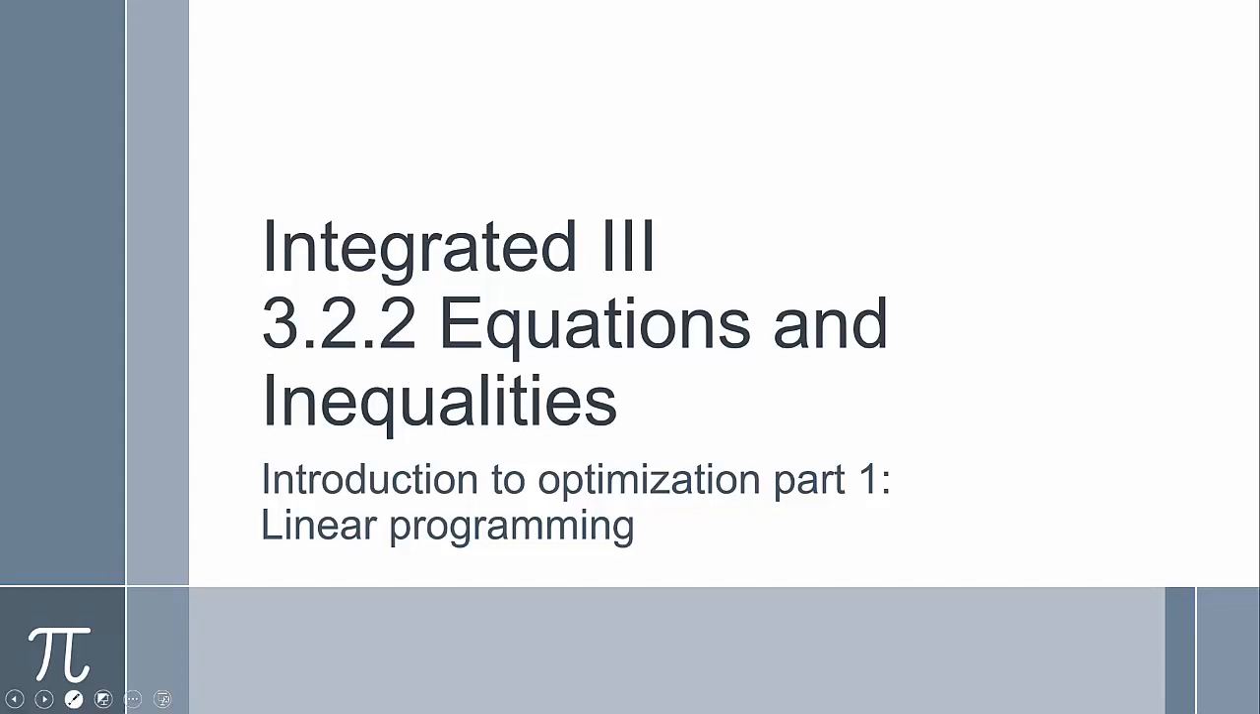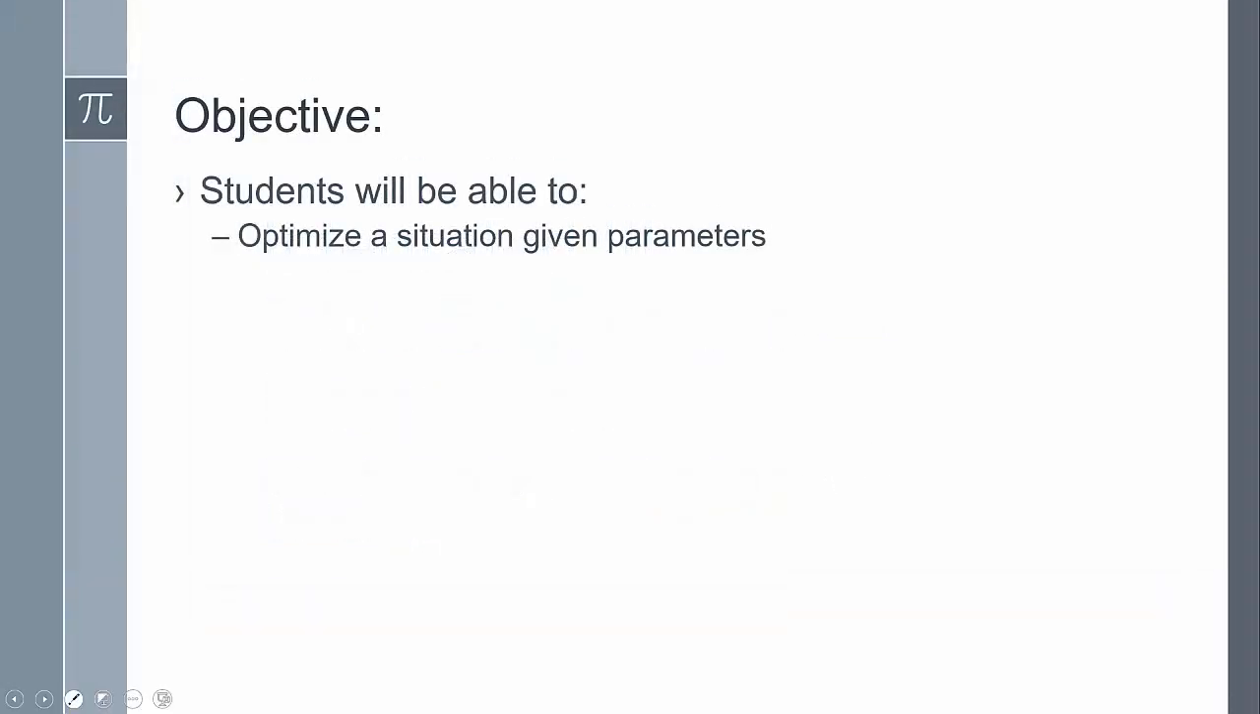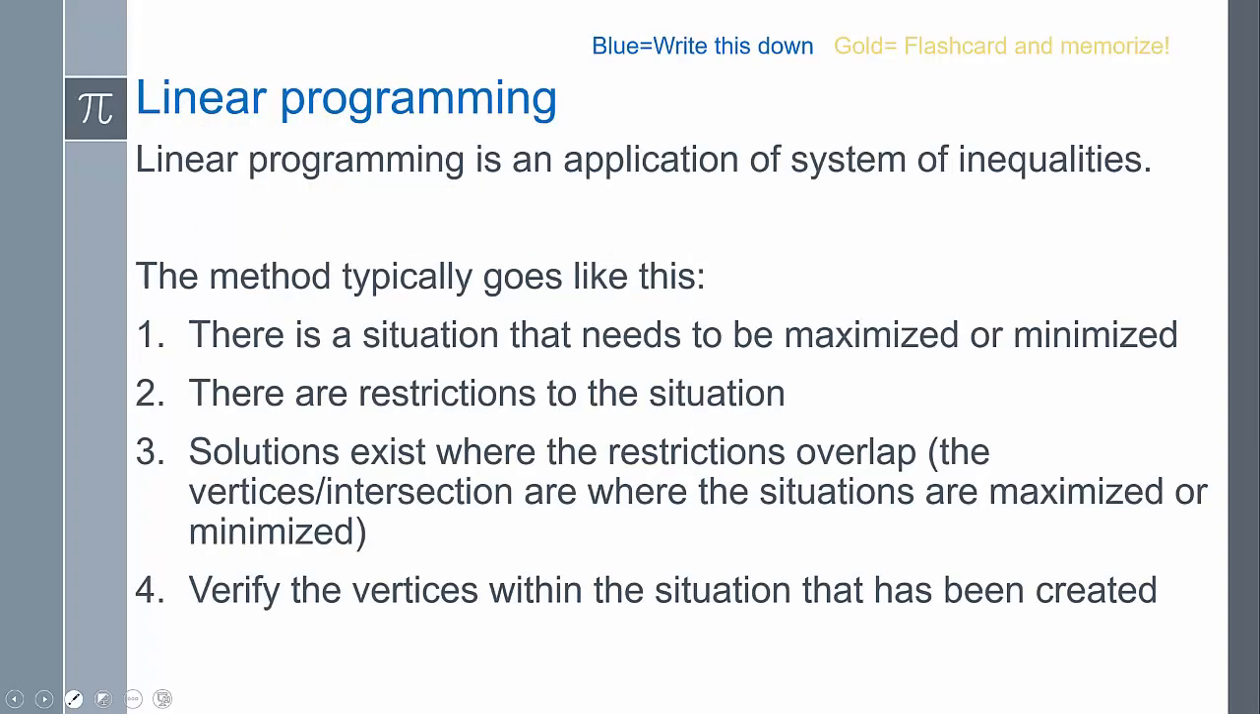This is 3.2.2, Introduction to Optimization Part 1, and we're going to take a look at linear programming. And so we're going to optimize a situation given parameters. Now, what is this word linear programming that I said? Well, linear programming is an application of system of equations.